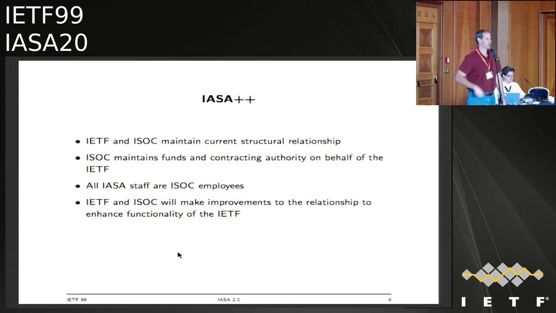The first one, IASA++, is pretty straightforward from an understanding perspective. Essentially, the structural relationship that we have with ISOC stays the same. ISOC still maintains all the funds and contracting authority on behalf of the IETF, and all the IASA staff would be ISOC employees. The big thing here is that we would be making changes to the relationship between ISOC and IETF to make things function more smoothly and clean up issues that we've identified over the past several years. But essentially, the big part is going to be trying to keep the relationship as close as possible and only making changes as necessary.